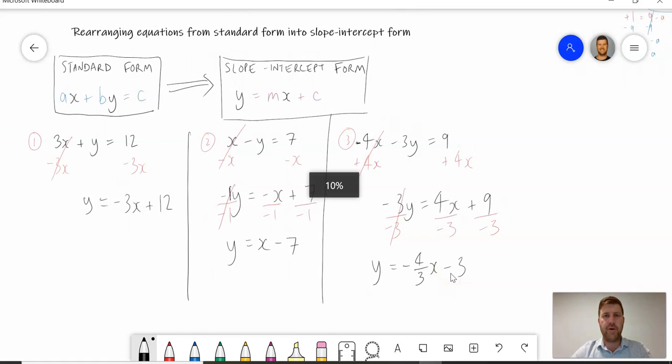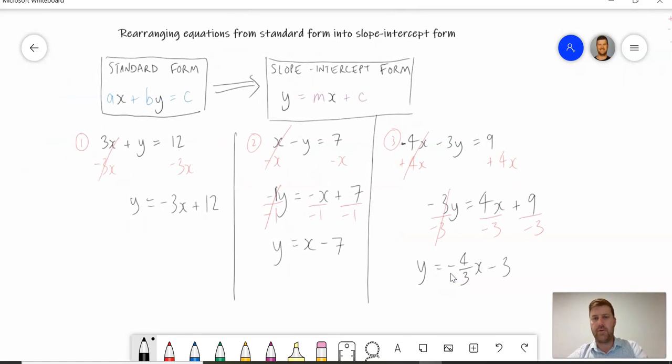There you have it, guys, converting or rearranging linear equations from standard form into slope-intercept form. Hope that helps.